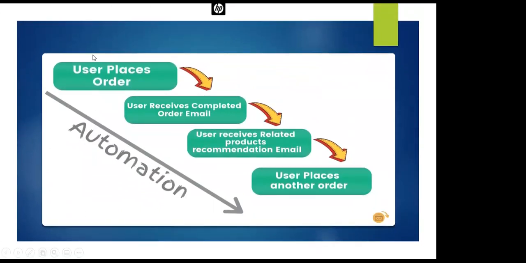User places an order, user receives a completed order email. Now after I have placed the order and received the order email, the user receives a related product recommendation email. So suppose I made a purchase 30 days ago. Now as the company already has my personal data, the company wants to build such an automation wherein they keep you engaged with their brand. So they will send automated product recommendation emails within, so they can define any interval.